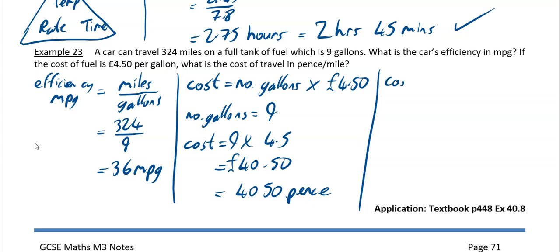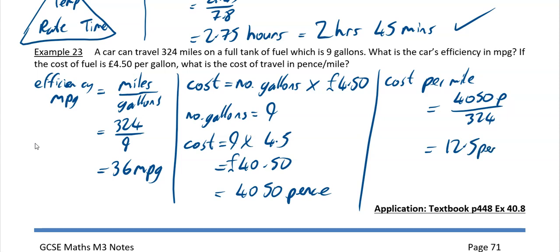The last thing you've got to do is find your cost per mile. Cost per mile is equal to, we had 4,050 pence, and the number of miles that he travelled was 324, which works out as 12.5, let's say, pence per mile, and that is us.